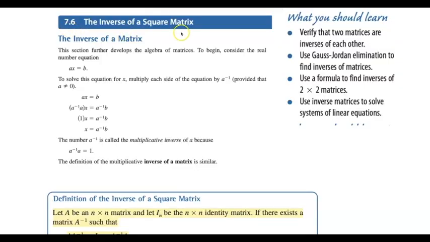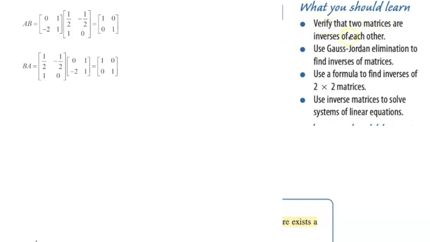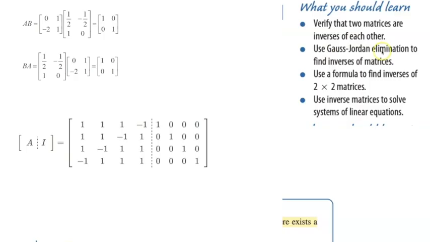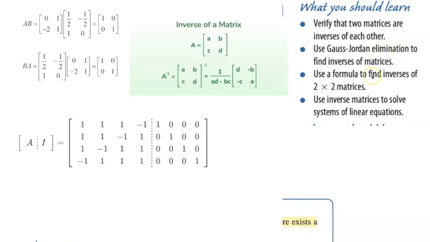7.6, the inverse of a square matrix. What you should learn: verify that two matrices are inverse to each other, use Gauss-Jordan elimination to find inverses, use a formula to find the inverse of a 2x2, and then how to use matrices to solve systems of linear equations.